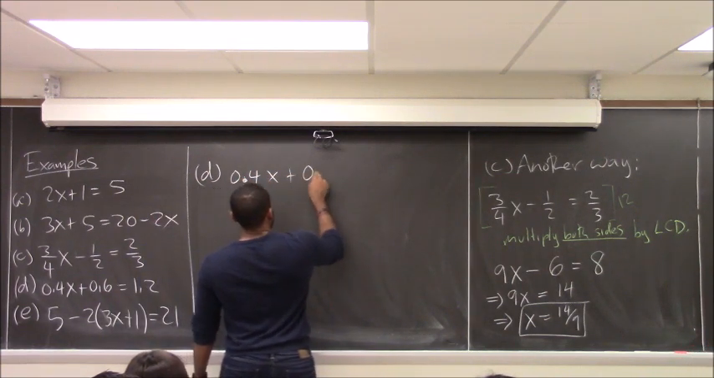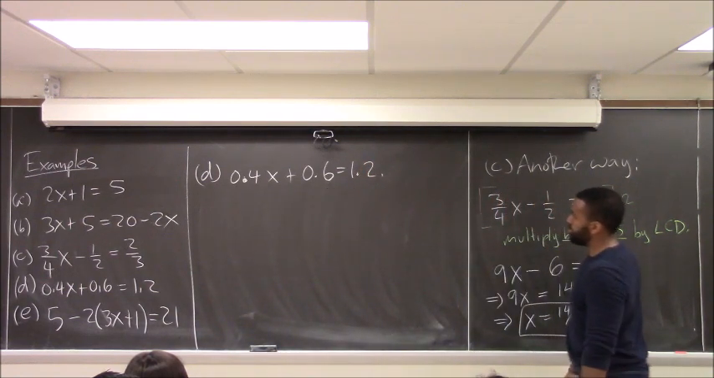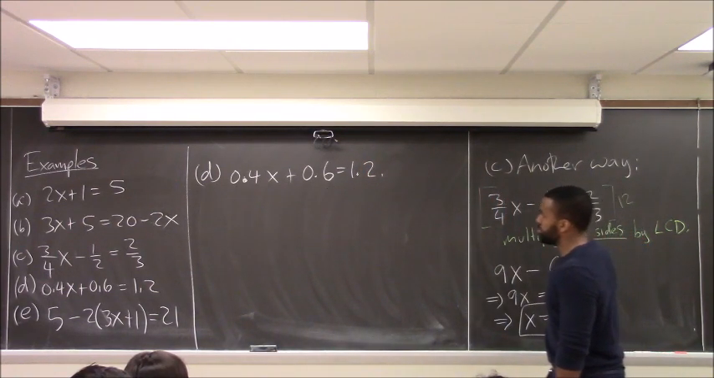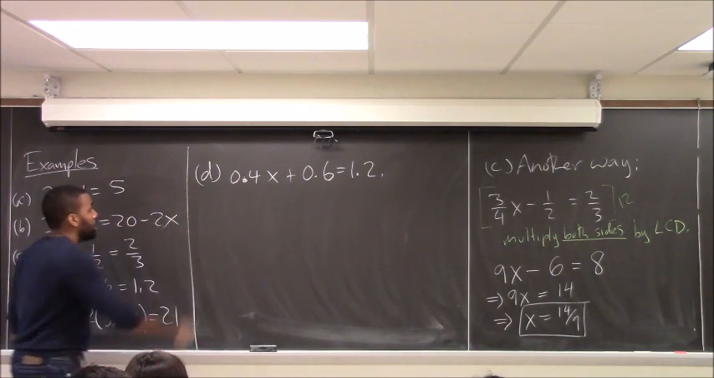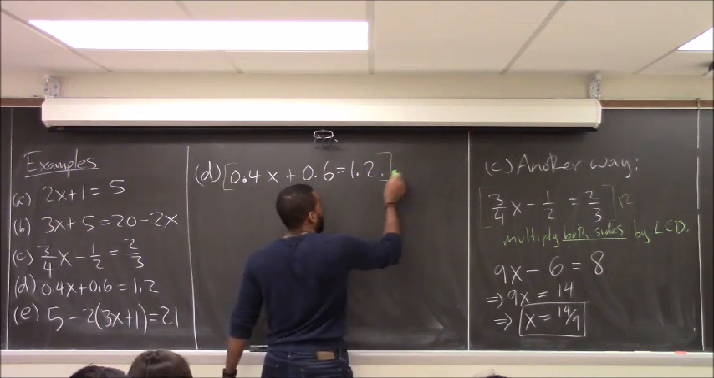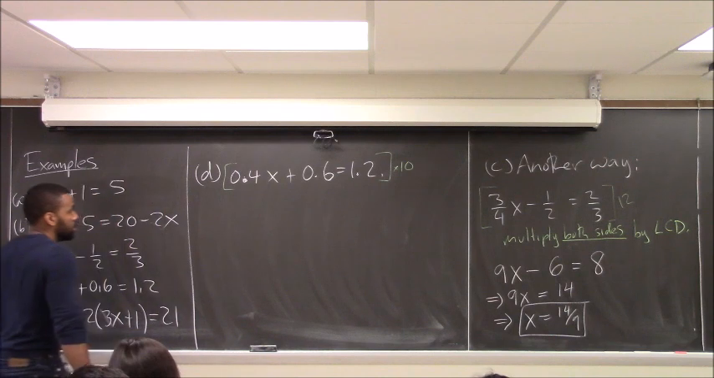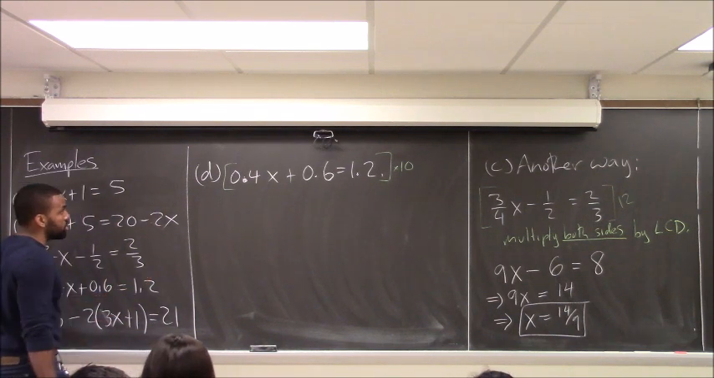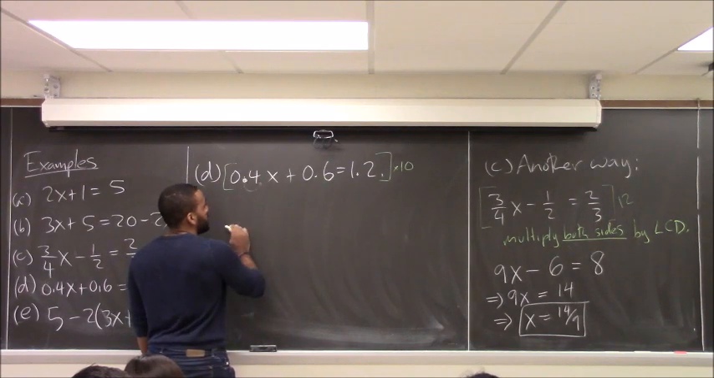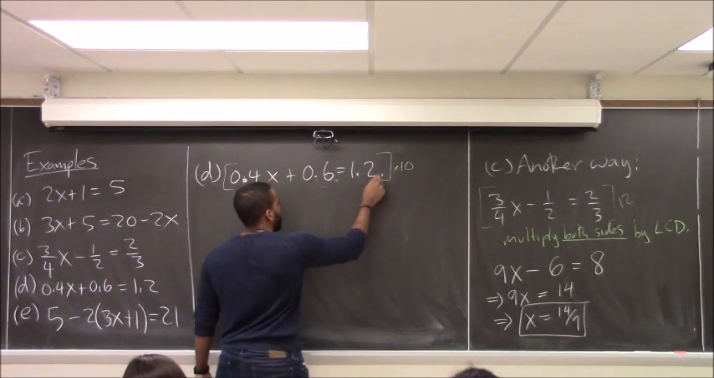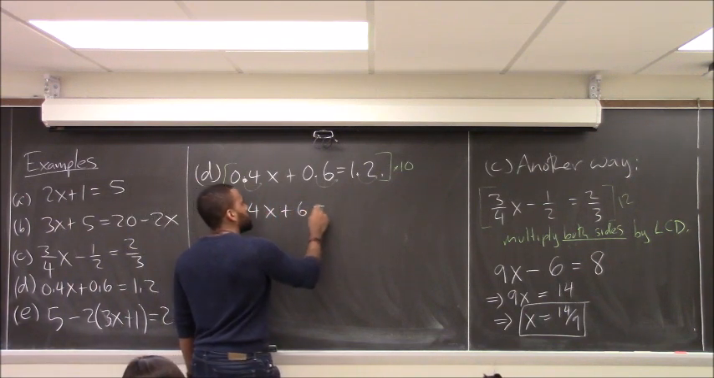4x plus 0.6 equals 1.2. Yeah, you can do the same idea. Decimal point just means over 10, so I can multiply both sides by 10 to get rid of the decimals. Now, you could do the problem with decimals, but it's slightly less annoying. So multiply by 10, it moves this one place to the right, moves this one place to the right, moves that one place to the right. And so we would end up with 4x plus 6 equals 12.